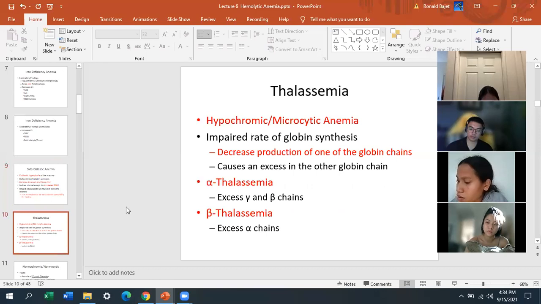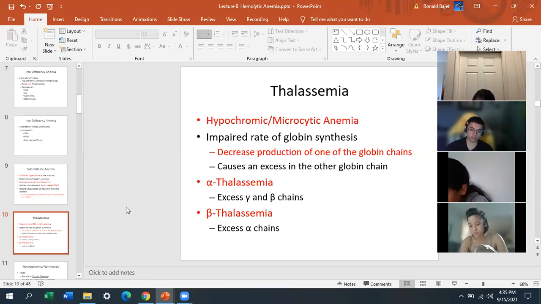Okay, then thalassemia, again, hypochromic microcytic. Impaired rate of globin synthesis, decreased production of one of the globin chains. Okay, it causes excess in the other globin chains. So in alpha thalassemia, you have a defect in the alpha chain. Okay, so that makes it easy. Alpha thalassemia, defect in the alpha chain, but relatively an excess in the gamma and beta.